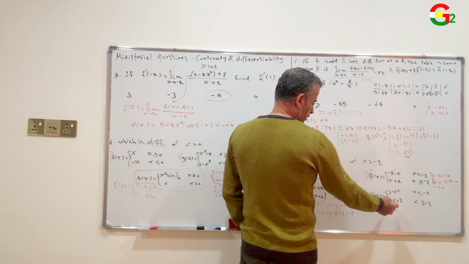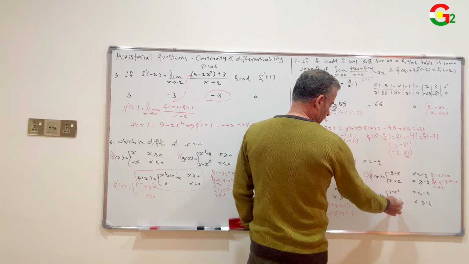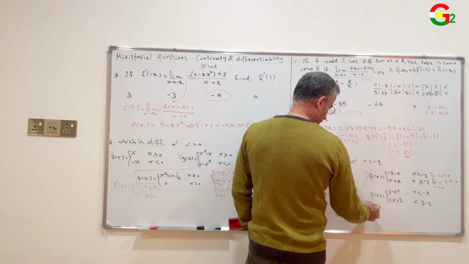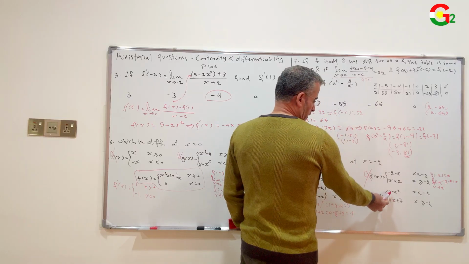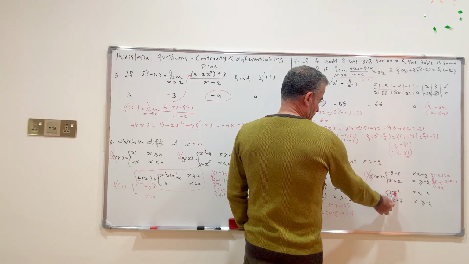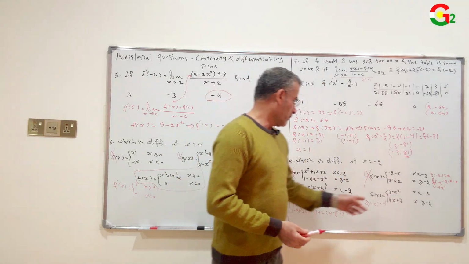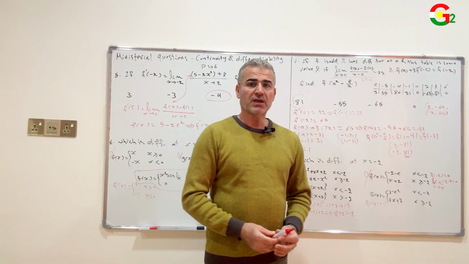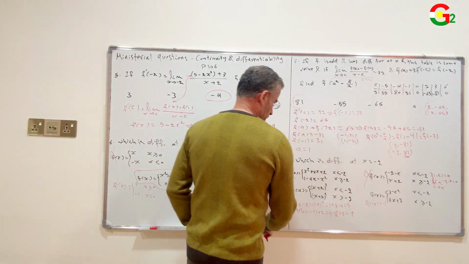Let us check the continuity. F of negative 2 is 4 times negative 2, negative 8 plus 7, negative 1. If we substitute in the first segment, 3 minus negative 2 squared, 3 minus 4 equals negative 1. Therefore, this function is continuous.